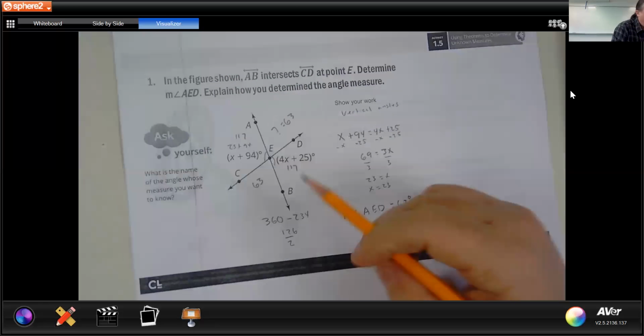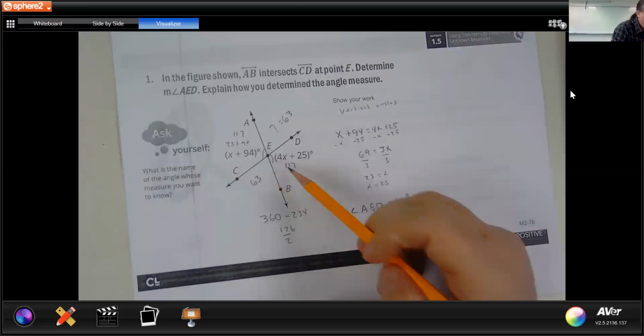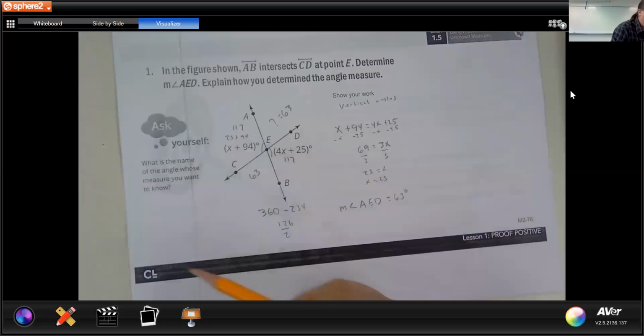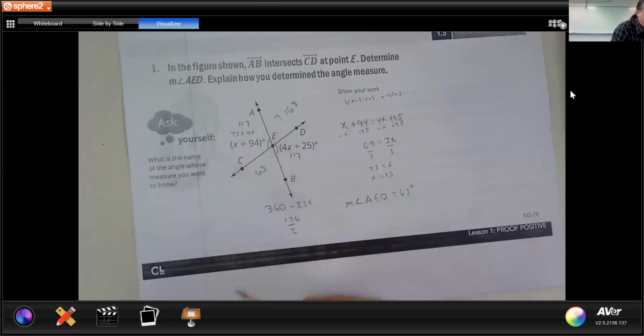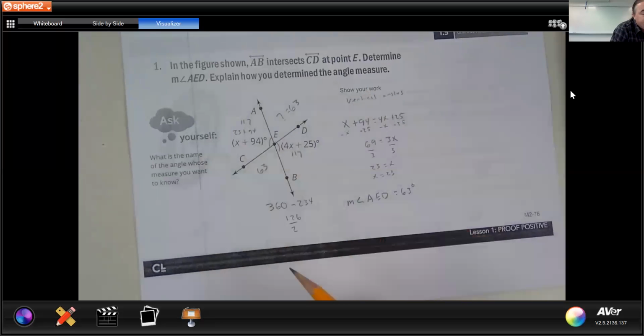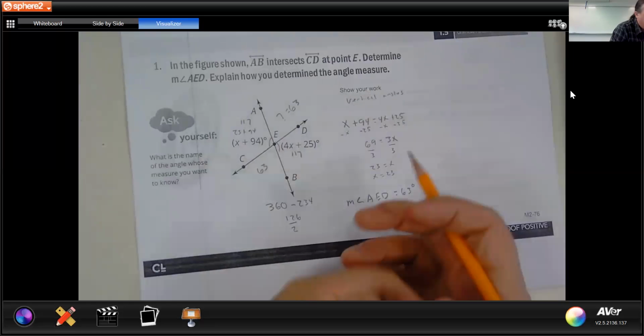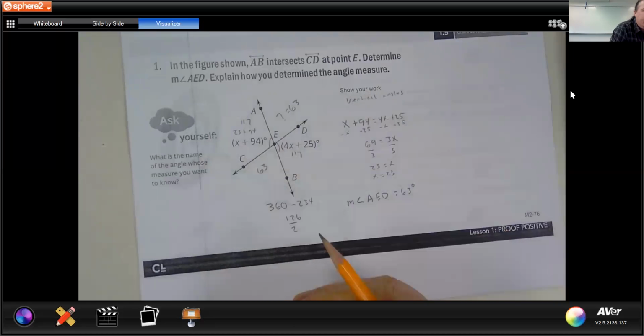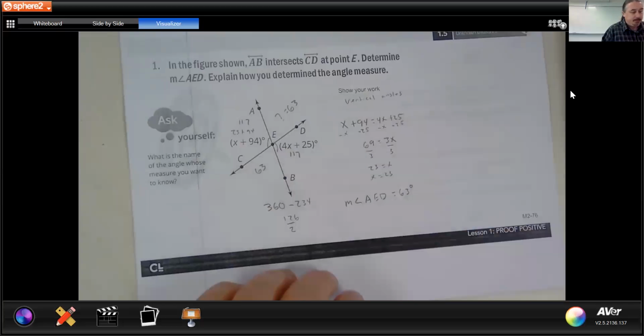Wow. Think about all the things we had to know. We had to know what it means to have vertical angles. We needed to know that these were vertical angles. We needed to know that all of these angles add up to 360 degrees because we are going around in a circle. We had to know a little bit of algebra. And we had to keep at it. There's a lot of things we're doing. So that's the opening activity. Work this out on your own.